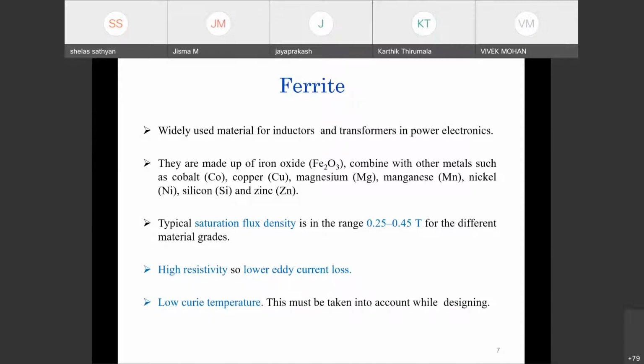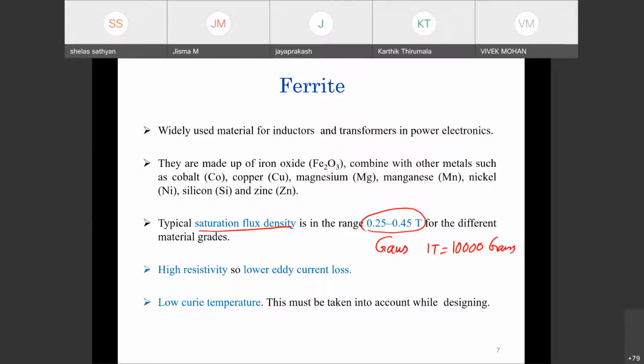So among the ferrite cores, depending upon the material grade, we could see a few key points. One is the saturation flux density. This is the flux density at which the core gets saturated. And for ferrite core, the saturation flux density is in the range of 0.25 to 0.45 Tesla. Usually in the modern data sheet, the saturation flux density will be given in Tesla. But if you are following some old textbook, it will be given in another unit called Gauss. So usually 1 Tesla is equal to 10,000 Gauss.